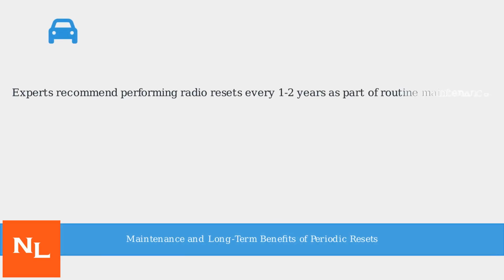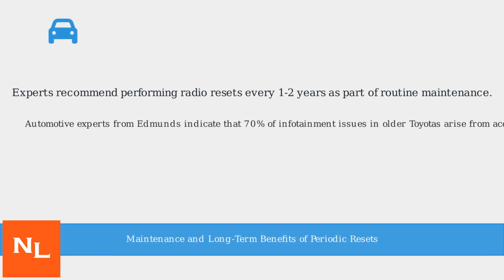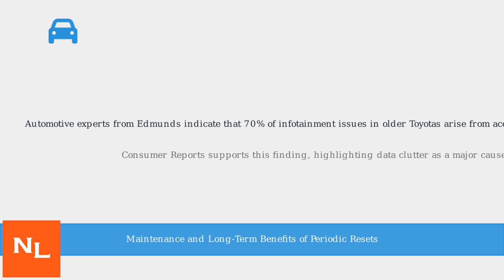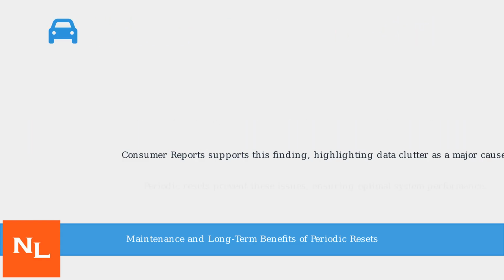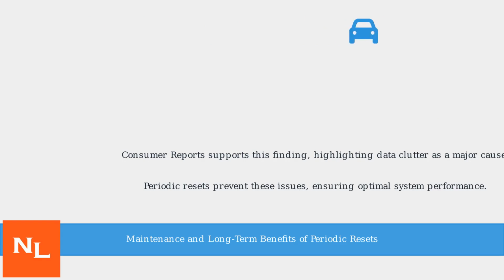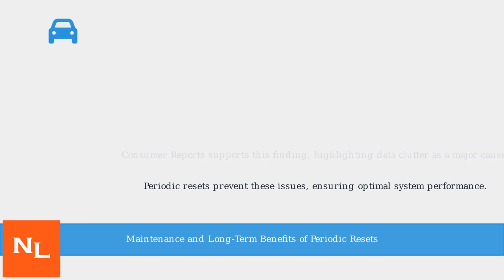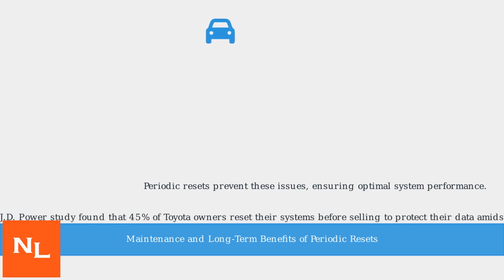Experts recommend performing radio resets every 1 to 2 years as part of routine maintenance. Automotive experts from Edmunds and Consumer Reports indicate that 70% of infotainment issues in older Toyotas arise from accumulated data clutter. Periodic resets prevent these issues, ensuring optimal system performance. A 2025 J.D. Power study found that 45% of Toyota owners reset their systems before selling to protect their data amidst increasing car-sharing app usage.